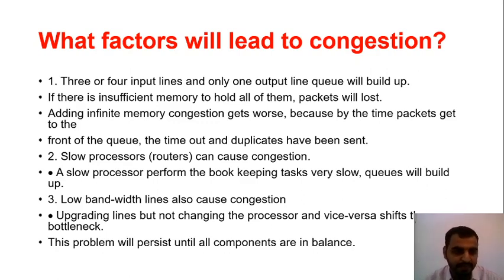And the third one is that adding infinite memory makes congestion worse, because by the time packets get to the front of the queue, the timeouts have occurred and duplicates have been sent. Now what do you mean by this? This is very simple. There is one outgoing lane, and many incoming lanes are being added to it. It can process 5 packets at one instance, and it is given 8 packets per instance. So the 3 packets will be overloaded.